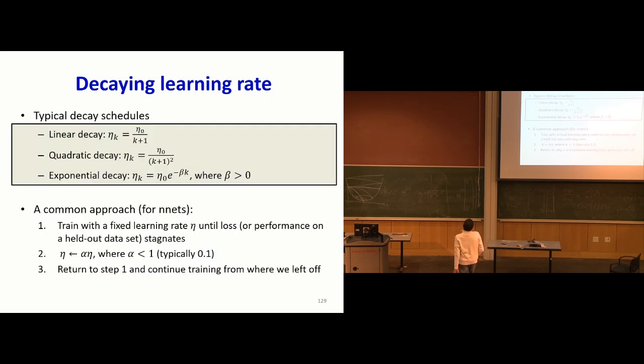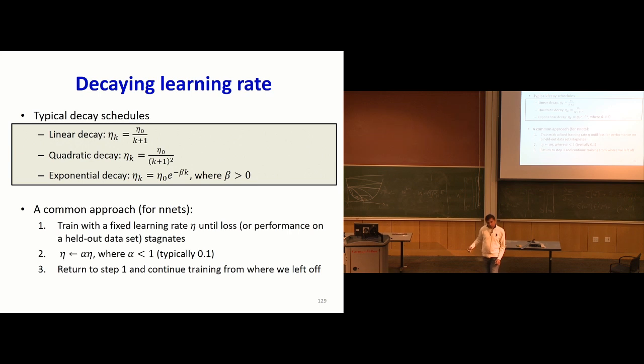So here is a typical decay sequence for the decaying learning rate. You start off with some learning rate, and at each step, in the kth step, the new learning rate is going to be your initial learning rate divided by k plus 1. Or you can have a quadratic decay, where the scaling factor is quadratically related to the step index, or exponential decay.